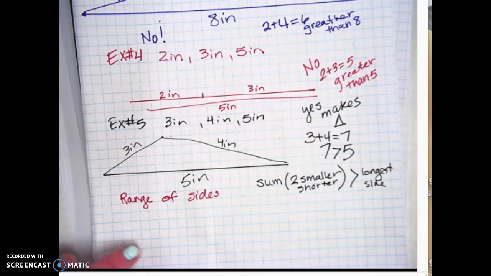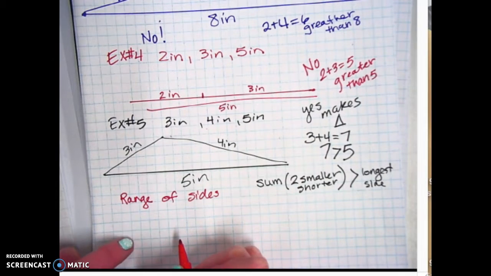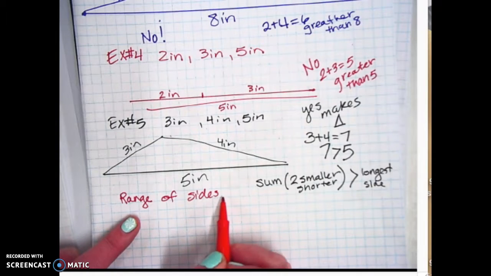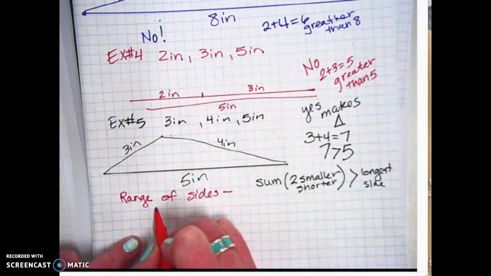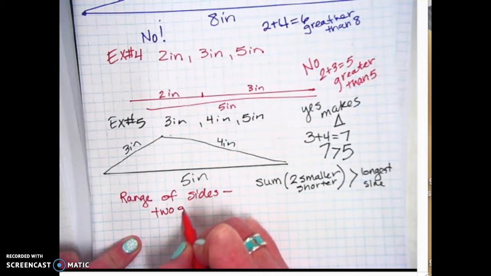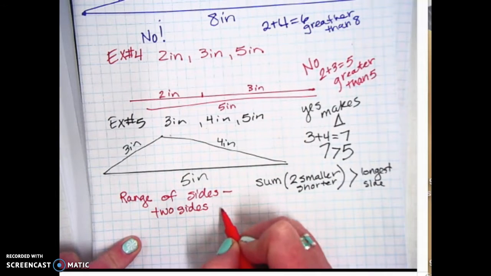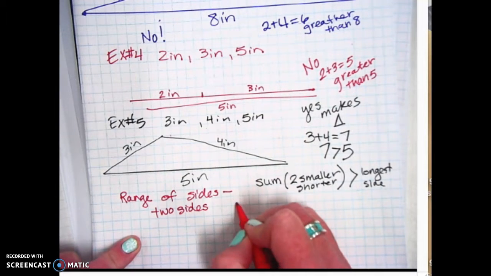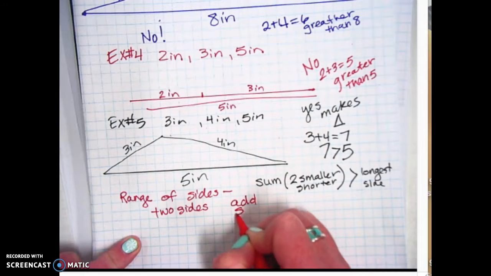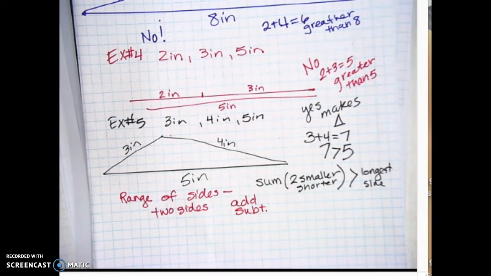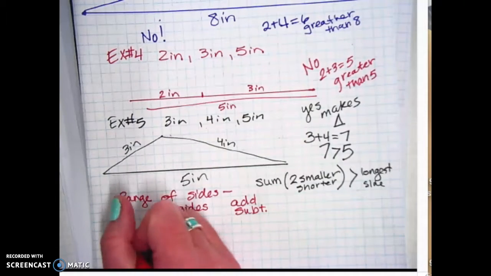All right. So the range of the two sides, or the range of one side, is going to be when you take your two sides and you're going to add them and you're going to subtract them. You guys can add and subtract, right? Okay. Some people aren't sure. All right.